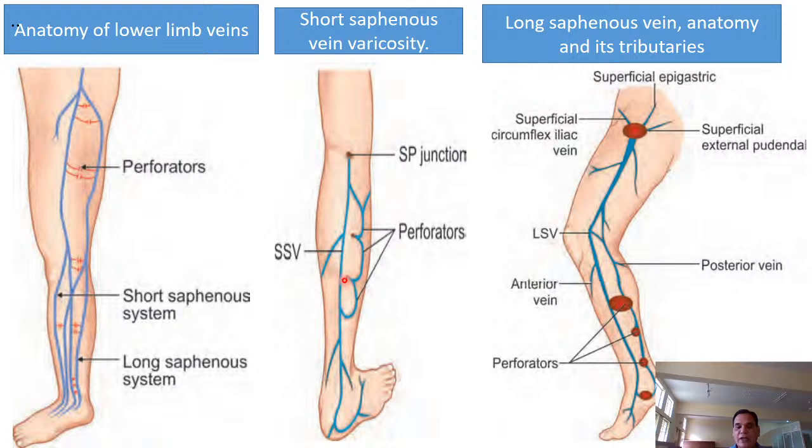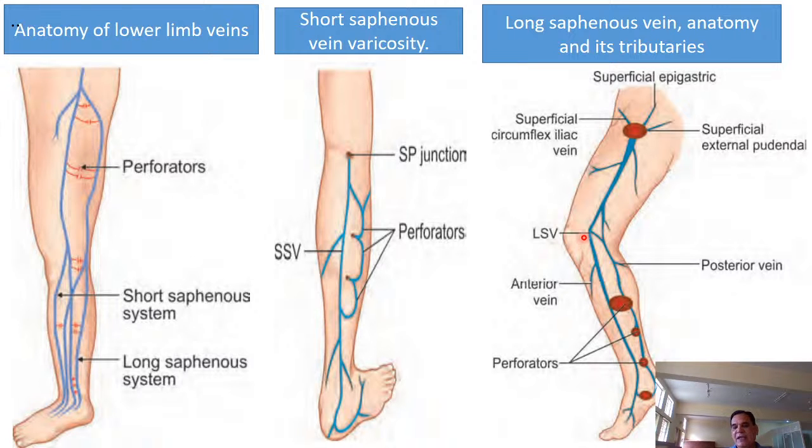Again, see in the lower leg, there are 1, 2, 3 named perforators. So this short saphenous vein is entering at the saphenopopliteal junction. This is the SP junction in the knee joint. Long saphenous vein, see here, starting on the medial malleolus, going above, there are 2 branches and these are the perforators. Why are the perforators important? Because during duplex scan, you can mark the perforators or you can palpate the perforators. So if perforators are the basic cause, you have to tie the perforators.